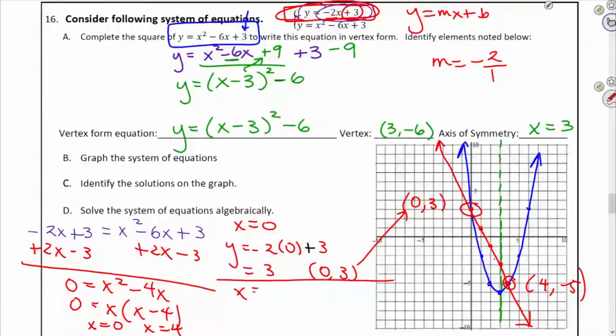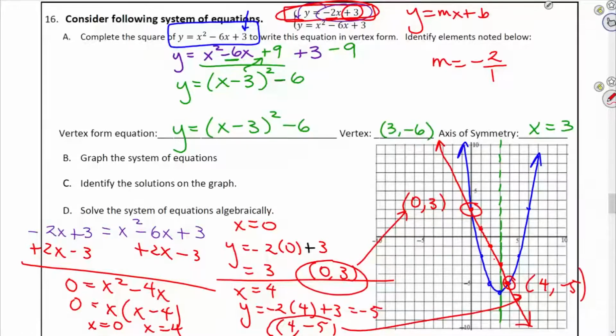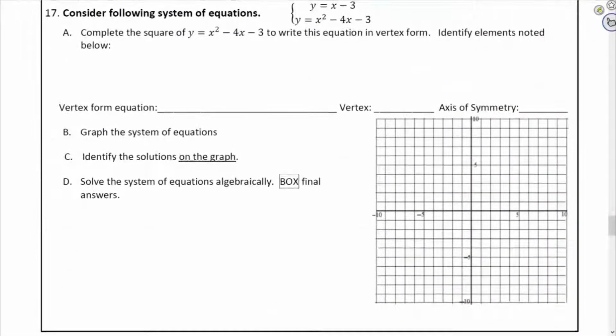And if x is equal to 4, then y is equal to negative 2 times 4 plus 3. Negative 2 times 4 is negative 8, plus 3 is negative 5. So I get the point (4, -5), which again looks familiar. Okay, so whether you solve it graphically or algebraically, you get the exact same solutions either way. Okay, in 17, we're doing the exact same thing, except with a different system of equations.